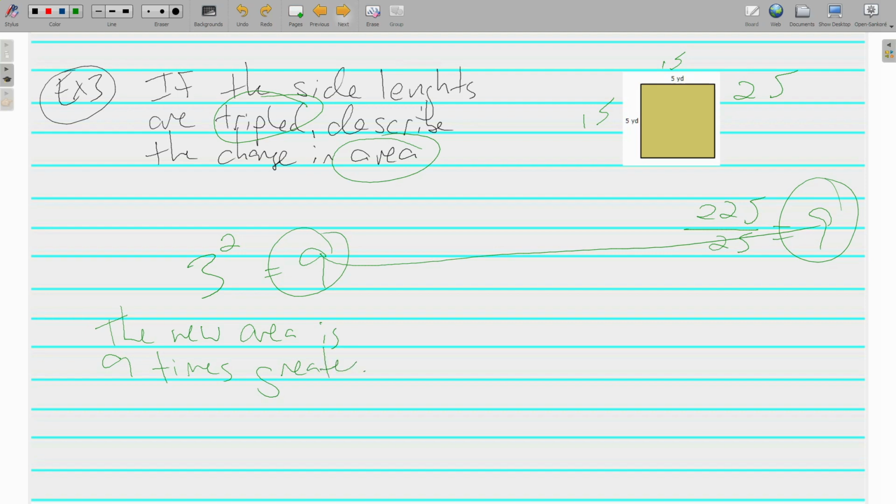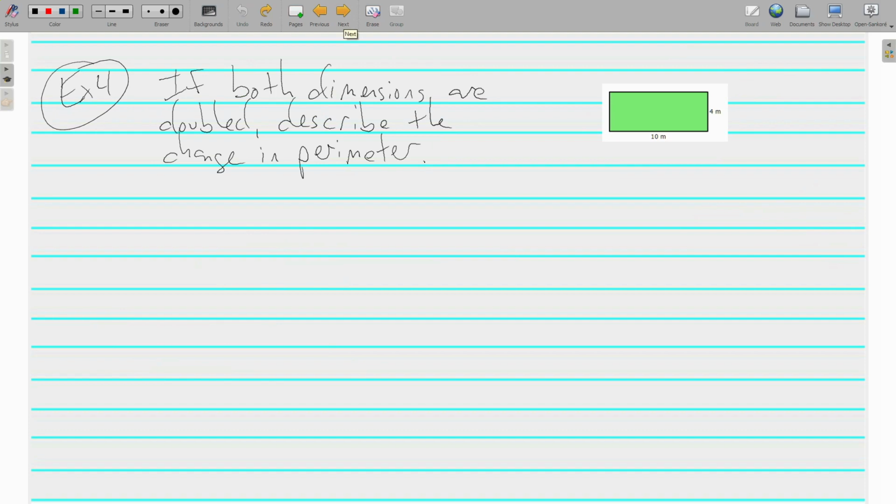Alright, one more. We've done volume, we've done surface area, we've done area. Now we have perimeter. And it looks like we are going to double the side lengths for perimeter. Okay, so the change in scale was 2. Perimeter is one-dimensional. 2 to the first power is 2.